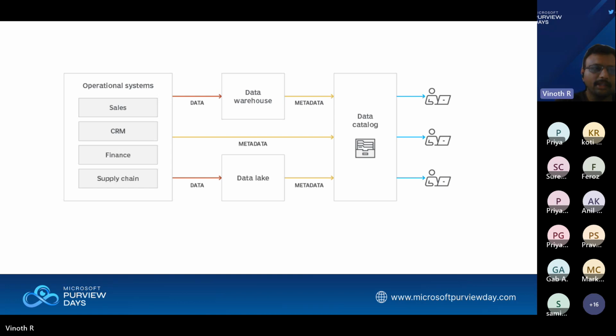Okay, so data cataloging. If you see this picture, there are operational systems, which are transactional databases: sales, CRM, finance, supply chain, and user data. All those things are sitting in transaction systems. From the transaction systems, we can send metadata directly into a data catalog, or we can do an analysis of that data, put it in a data warehouse, and include that data warehouse in the data catalog.